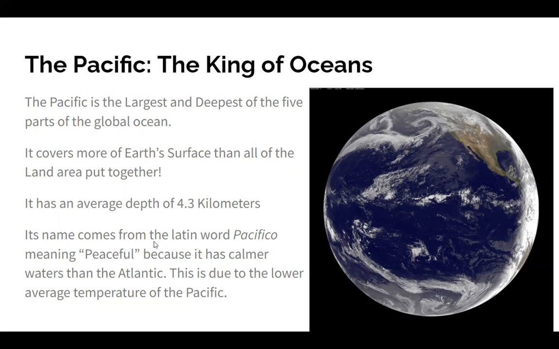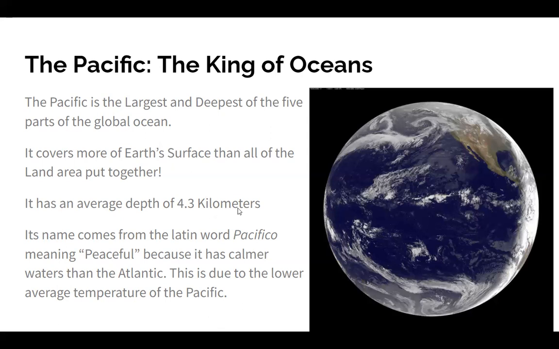Okay, the name comes from the Latin word pacifico, which means peaceful. The water here is calmer, and it's cooler than the Atlantic Ocean, cooler in temperature. Okay, and its average depth is 4.3 kilometers, which is pretty nuts when you think about how deep a kilometer would be.